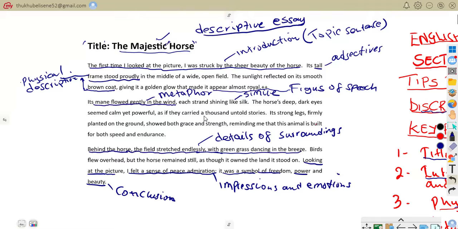Then what are your emotions? What are your impressions about this picture? That is very important. That's when you give us how you feel about the picture. Then let us see that you are concluding. Conclusion as well is very important. Give us the reflection and the final impression. Not forgetting the language features to use: adjectives, figures of speech, sentence variety.